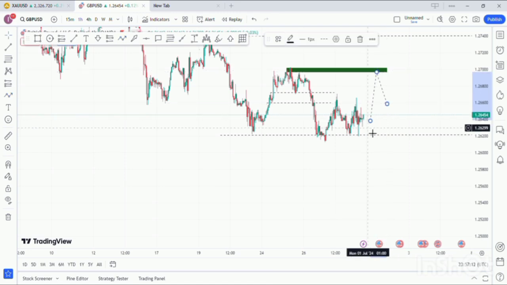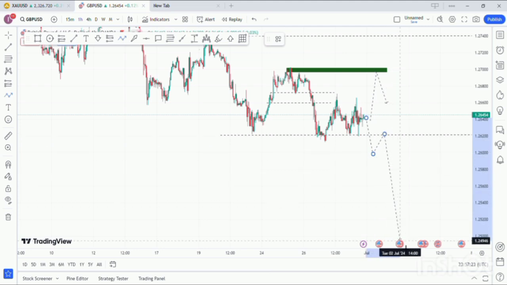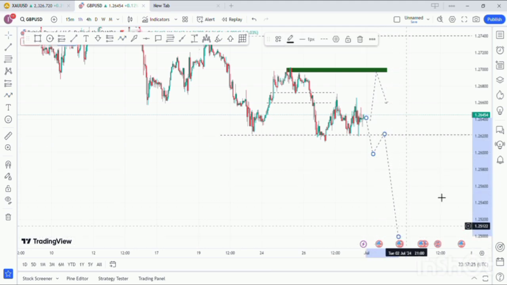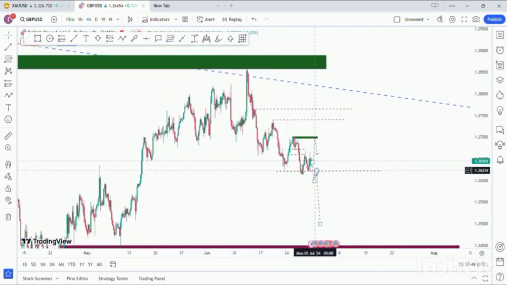But on the flip side, if price decides to continue downward, we'll be expecting price to break this support zone right here. This is a support zone. We're expecting price to break it before continuing downward to the next support zone just below. So generally for GBPUSD, we'll be expecting some downward movement since price is already on a downtrend.